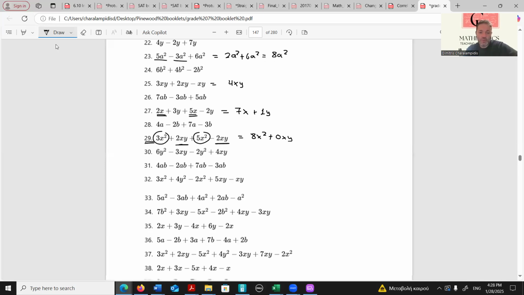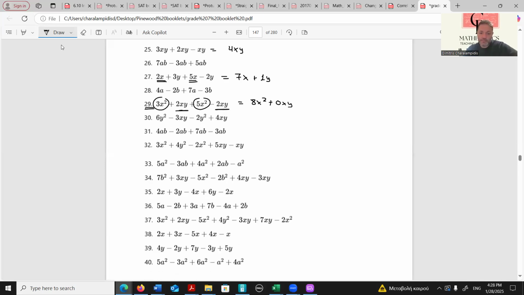And let's do 37. And I think that we can consider this topic as a done one. 3x squared. It is a like term with minus 5x squared and with minus 2x squared. So there should definitely be an x squared here.